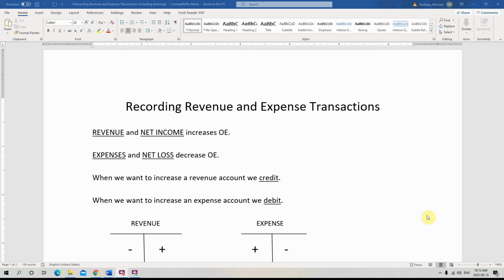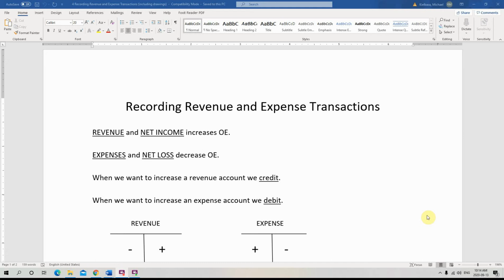All right, now that we've introduced revenue and expense accounts, how do we record transactions that affect those accounts into T accounts? Now we're going to find out that revenue or a net income will increase owner's equity. So if you make money, the value of the company is going to go up. So if you generate net income, owner's equity is going to increase. If you generate a net loss, the value of the company is going to go down.